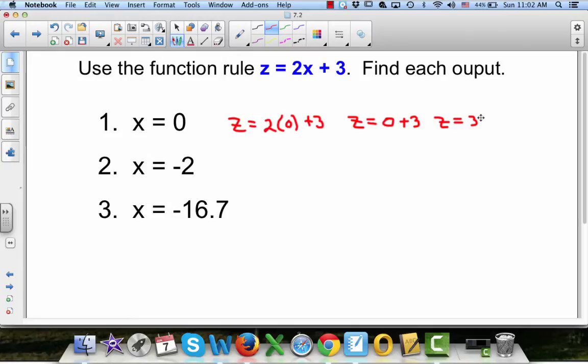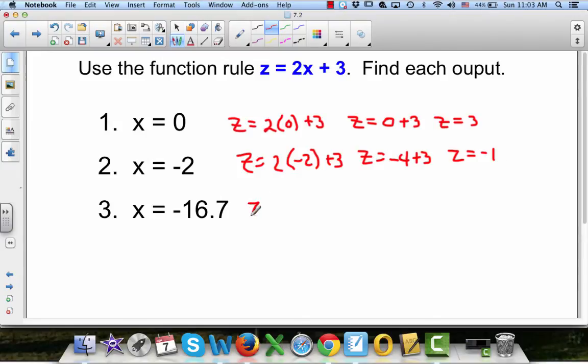All right, you do the last two and see if you get the same answer that I will show you whenever I come back to you. Pause the video and do these last two. Okay, let's see. We've got z equals 2 times negative 2 plus 3 gives us z equals negative 4 plus 3, which gives us z equals negative 1. Did you get that? Okay, good job.